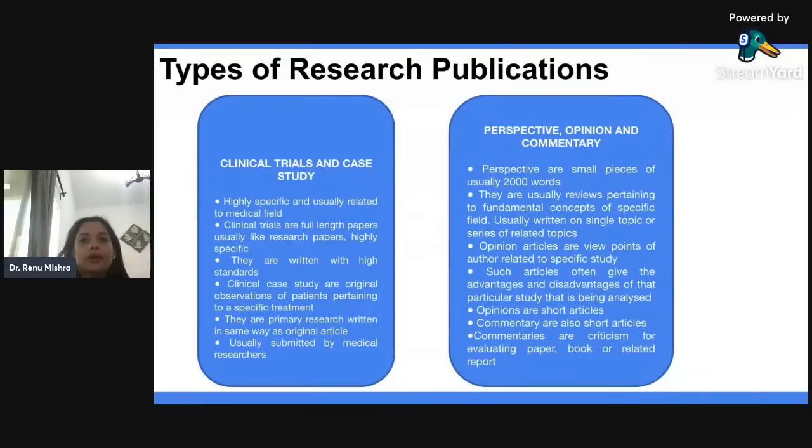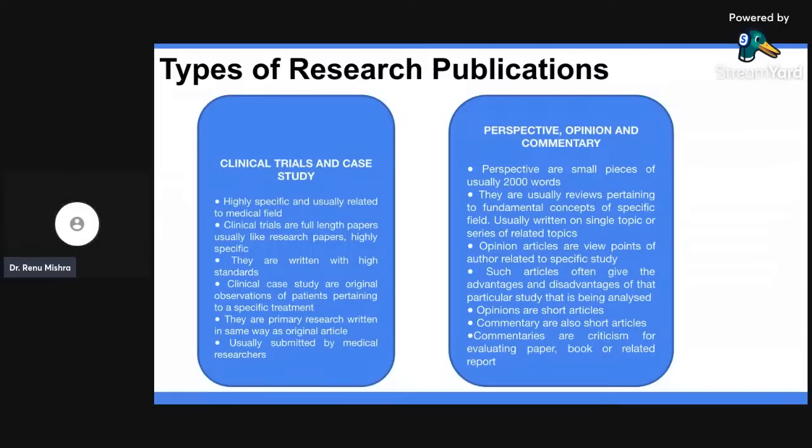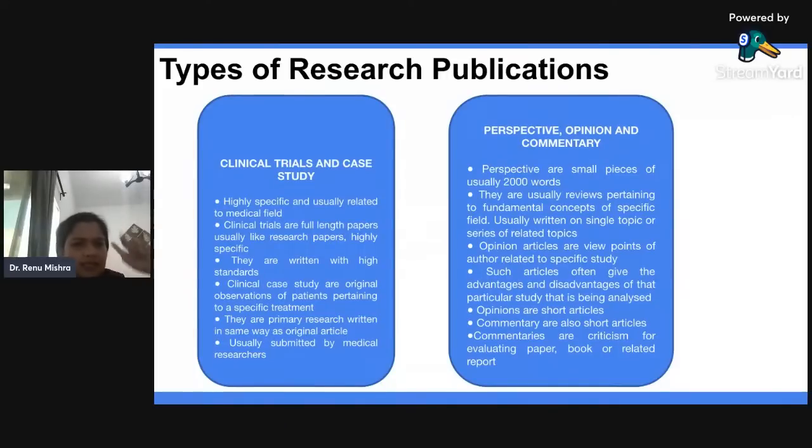All right. Now, another type of publication is perspective, opinion and commentary. It is needless to say what perspective, commentary and opinion are. Now here, I think my internet is giving me some trouble, that's why the camera is going off. So basically perspectives are generally 1500 or 2000 words, on one particular topic, and the author's perspective is reflected.